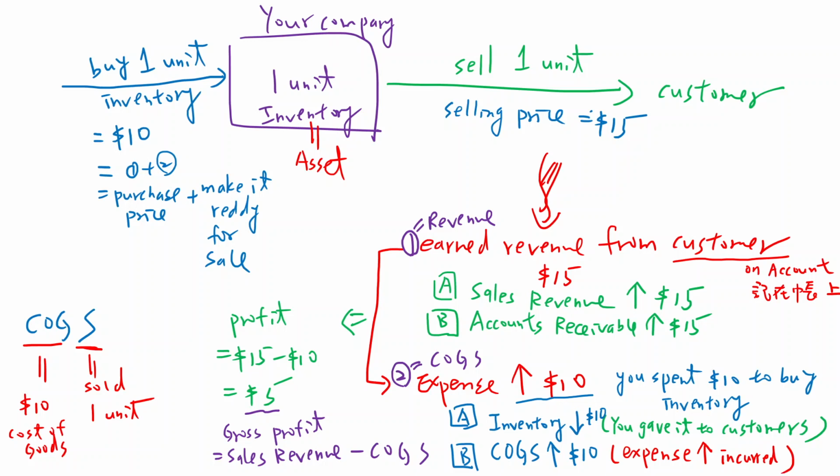Okay, any questions? So there's two things we have to record. First is about the revenues you earn from customers. Second is about the inventory. When you give it to customers, that makes your inventory decrease. At the same time, nothing for free. In order to earn the revenue, we have expenses. Cost of goods sold happened, incurred.